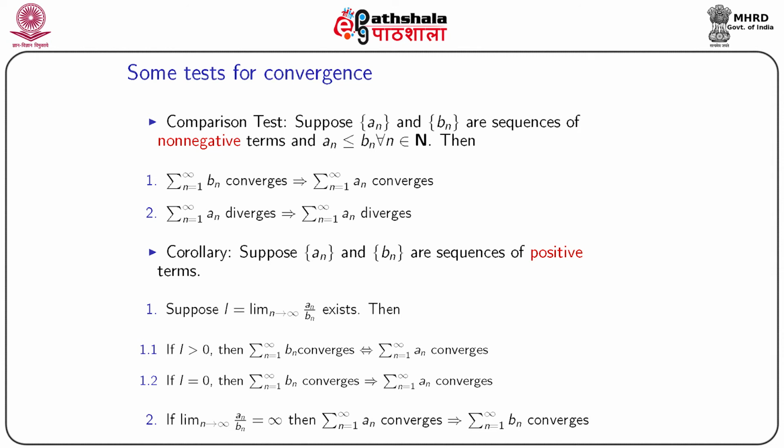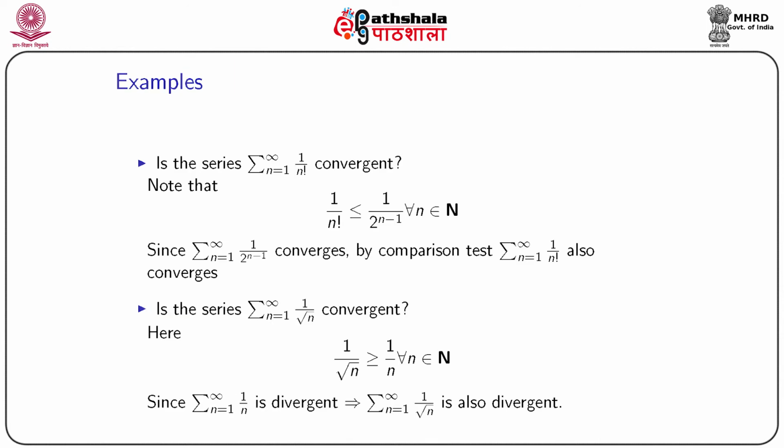that implies the sum over n from 1 to infinity of a_n also converges. The second corollary that we have is that if the limit as n tends to infinity of a_n over b_n is equal to infinity, that means if the sum over a_n converges, that implies b_n also converges. Now this is called the comparison test.